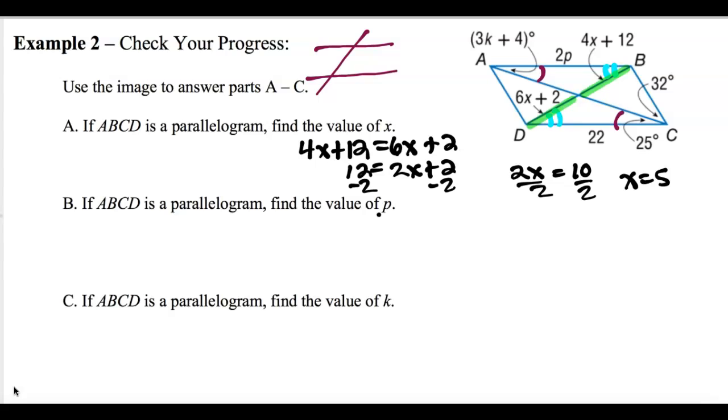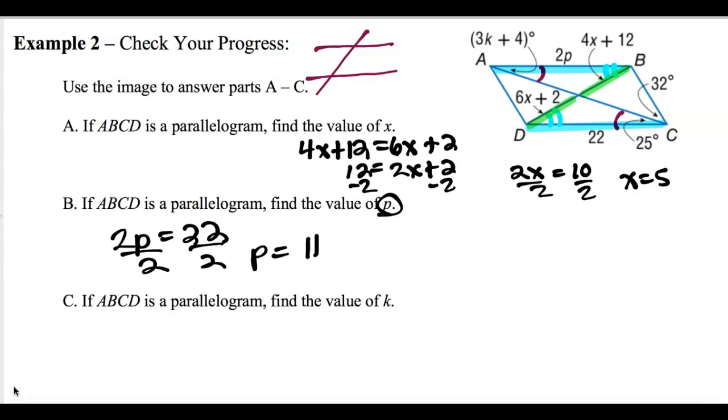Next one, they want us to find the value of p. Let me go back up to my diagram and look at where that is. So here's p, and here's the corresponding parallel, congruent side. So for this one, we're going to say 2p is equal to 22. Divide by 2 on both sides, and we get p is equal to 11.